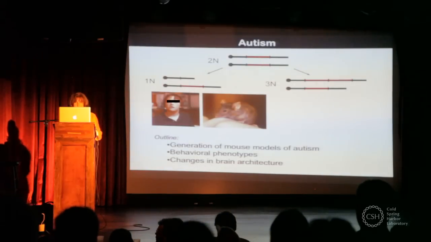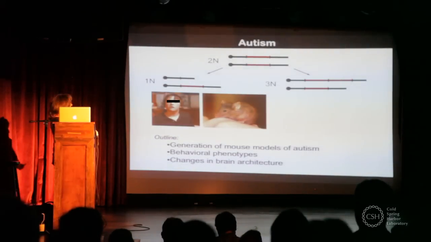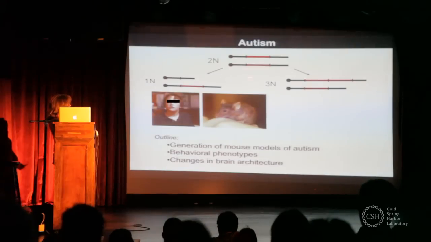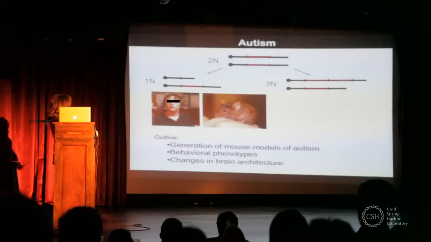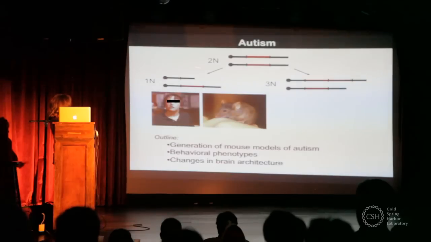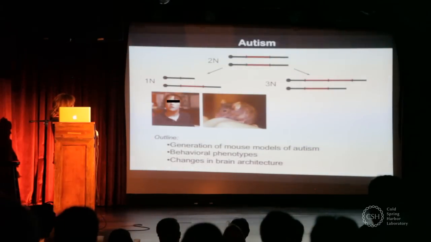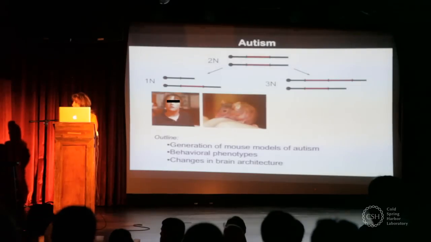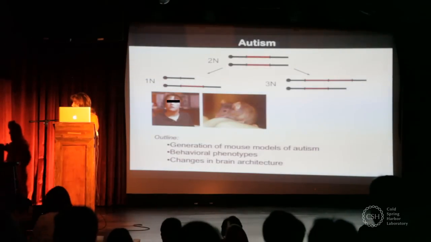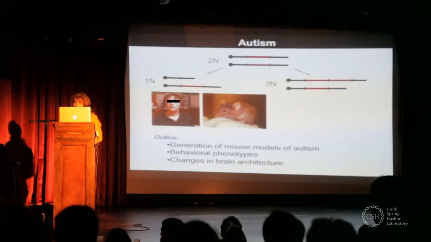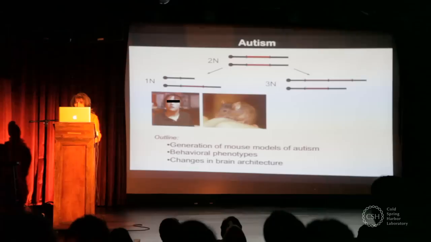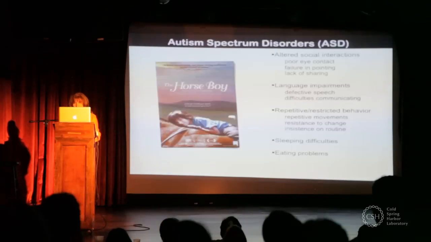And so basically what I'll show you briefly is we use chromosome engineering. We've made this mouse model of autism, so I'll tell you about how we've generated these mouse models and how we've analyzed the behavior of these mice, and also how we've pinpointed alterations in the brain architecture in these mice, which we think is very important for understanding autism.